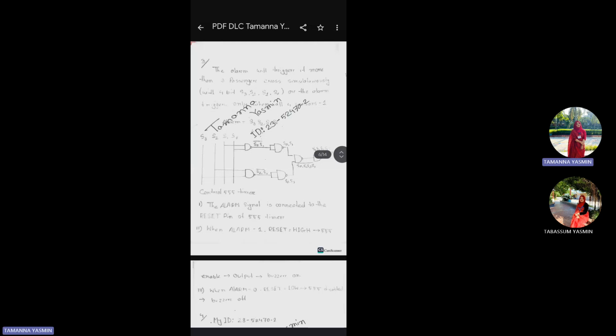Question 3 focuses on the immediate safety feature, triggering an alarm if more than three people cross together. Since we have four sensors, the condition for alarm is simple. It must trigger only if all four sensors are active. The Boolean expression for this is just a four-input AND gate. The requirement was to implement this using only NAND gates. Since a NAND gate is a universal gate, we can build any other logic function from it.